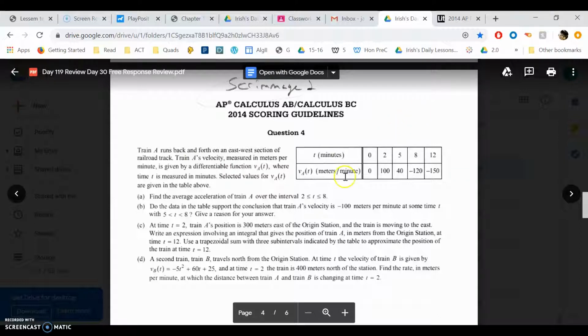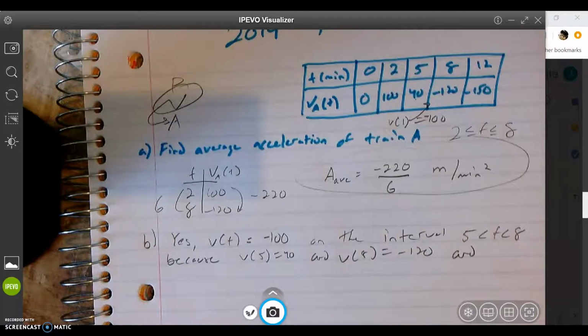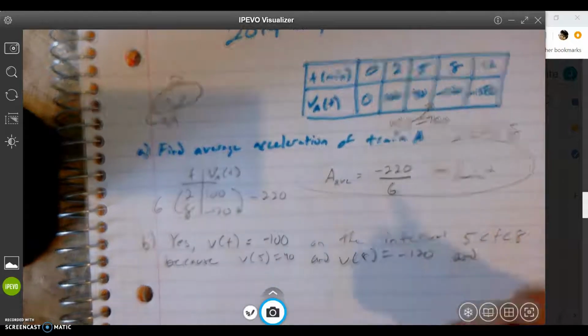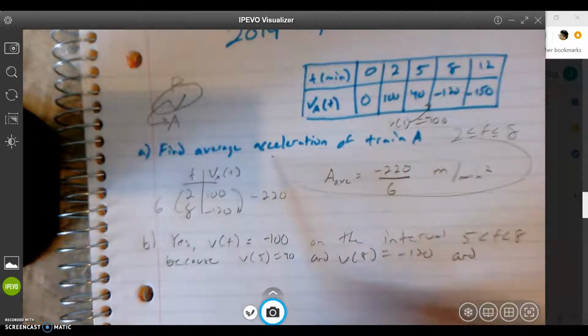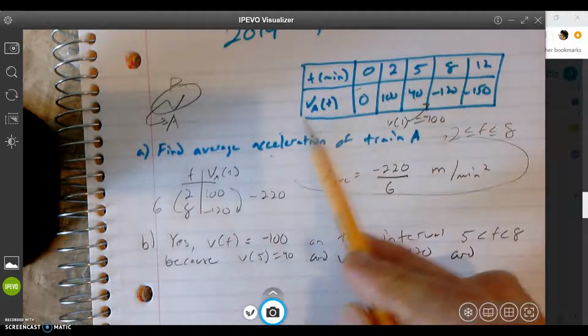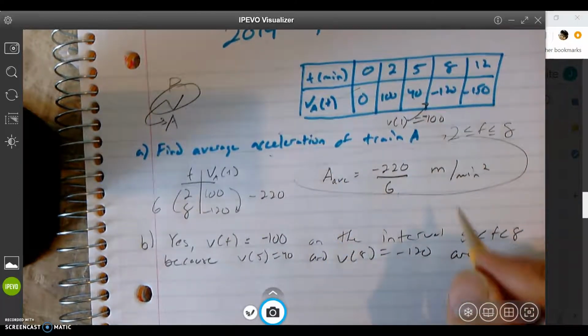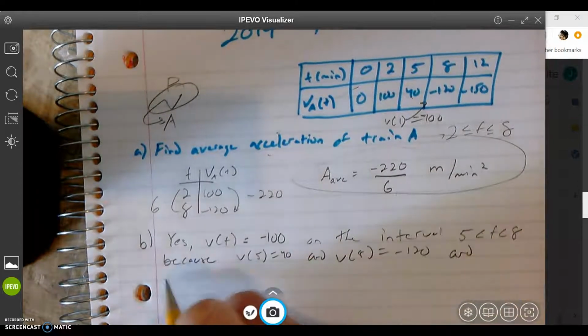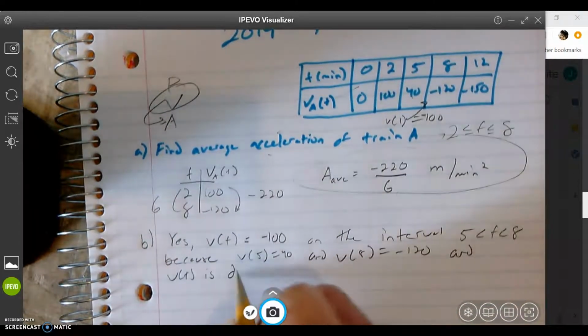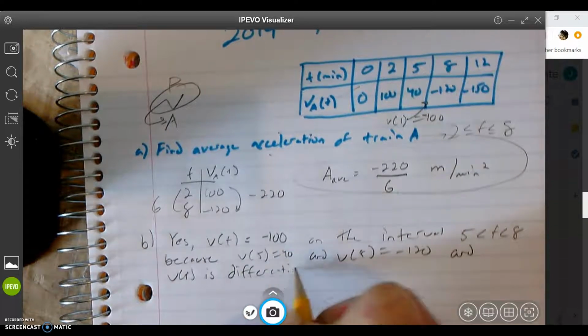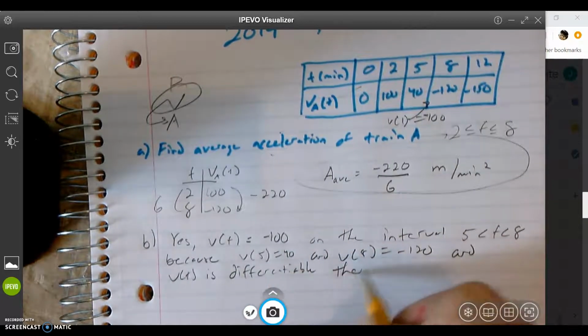And also motion is inherently continuous, because you're not traveling in time. You're not going from here to here or here to here. You're not buzzing around without actually time travel or anything, right? And V of t is differentiable, therefore continuous.